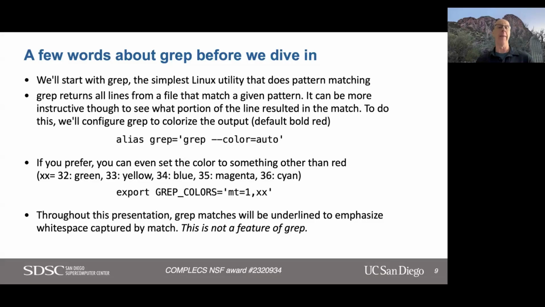If you had launched JupyterLab, say through MyBinder, or you're working on a different system, you may want to add this line, alias grep equals grep --color=auto. You can set the color to something other than red. I know that there's a good chance that a few of you might be colorblind or color impaired. So if red doesn't work for you, you can set a different color. And one last note, throughout this presentation, grep matches are going to be underlined to emphasize white space captured by the match, but this is not a feature of grep.